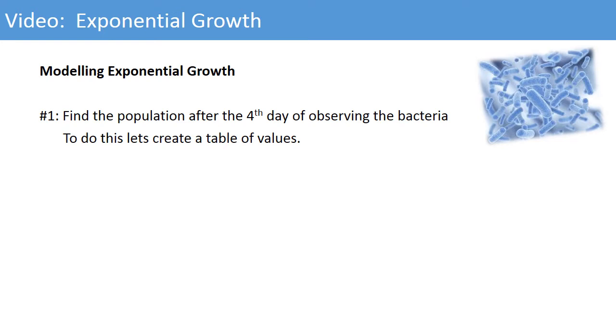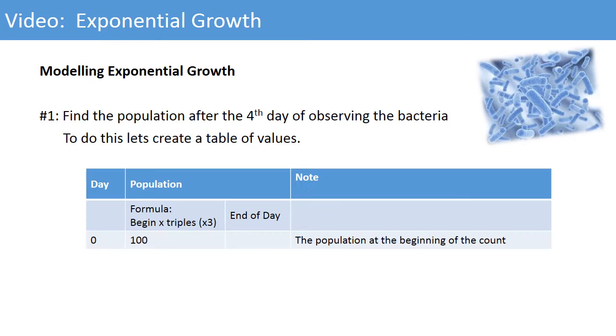To do this, let's create a table of values. We will create 3 columns, 3 rows. The first column will be the number of the day, the second will be the population, and the third will be any notes that we need to look at or take into consideration.